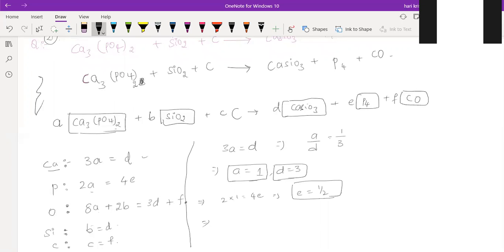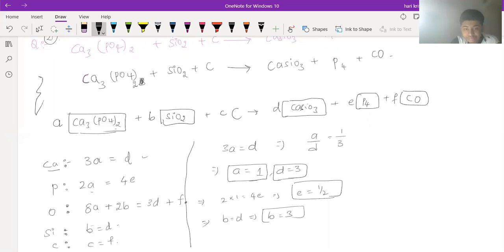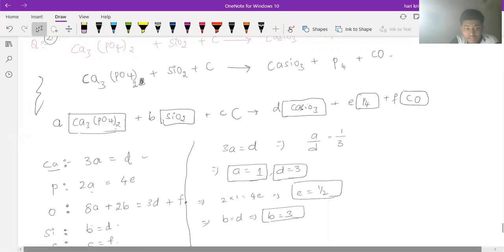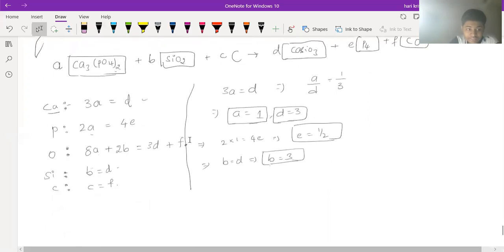Next, we already got the D value. So D is equal to 3 means B is also equal to 3. We don't get the C value and F value, so we cannot solve this equation now. Then we can solve the oxygen equation, right? So that we can get the values of F and C.